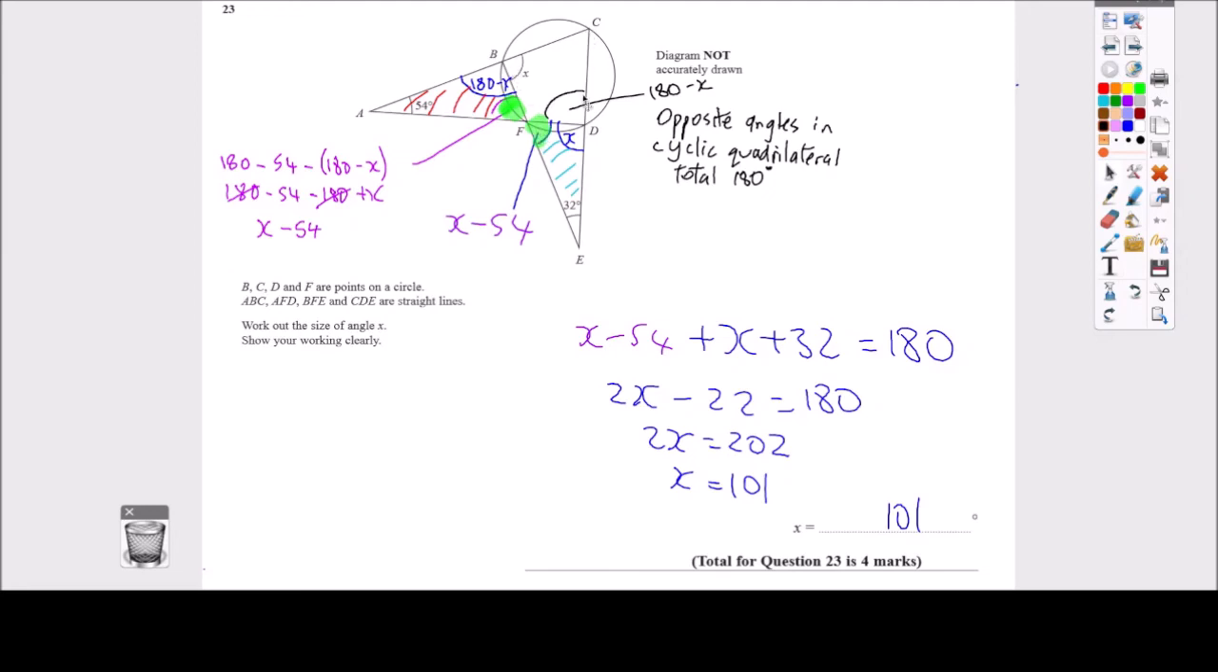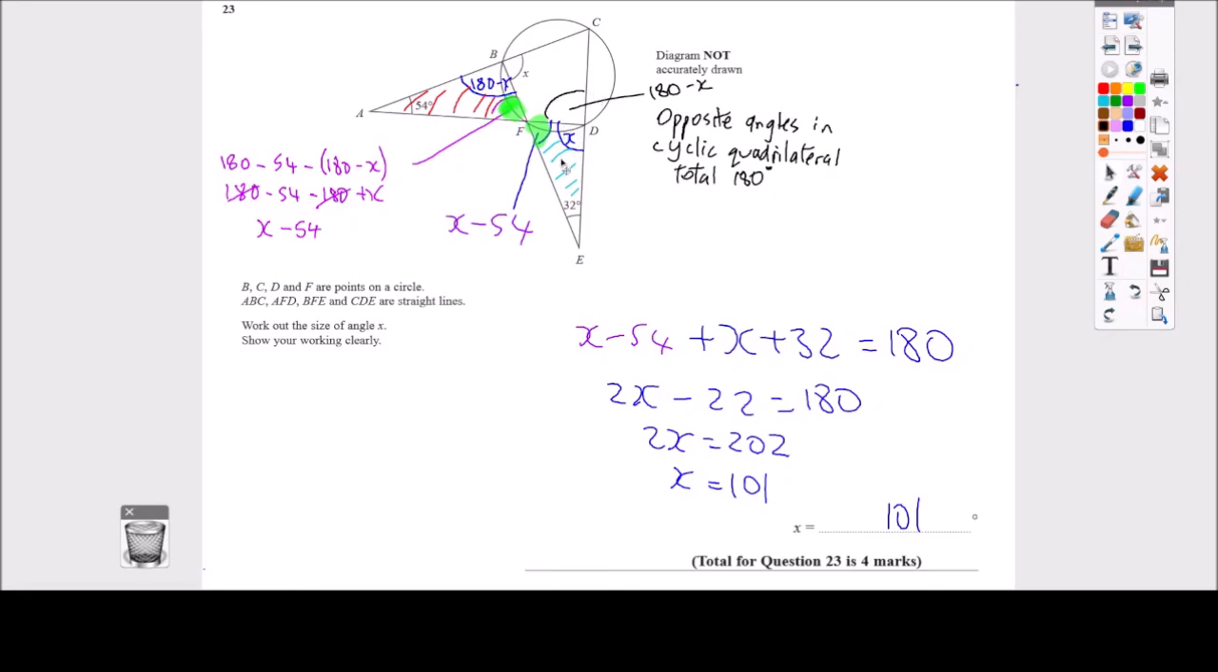Now go back to this cyclic quad that we've got here, this cyclic quadrilateral. Opposite angles in a cyclic quad add up to 180. So this angle FDC is going to be 180 take away X. And therefore this angle here, FDE, is X, because 180 minus X plus X gives us 180. Okay, so just running over that again, that angle there must be 180 minus X, because opposite angles in a cyclic quad add up to 180. And if this is 180 minus X, this must be X, so together they add up to 180.